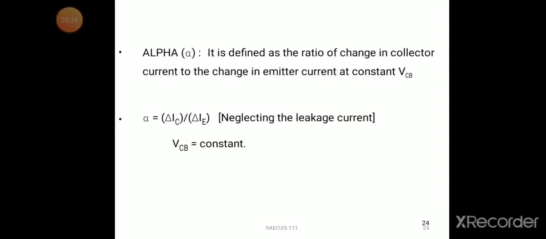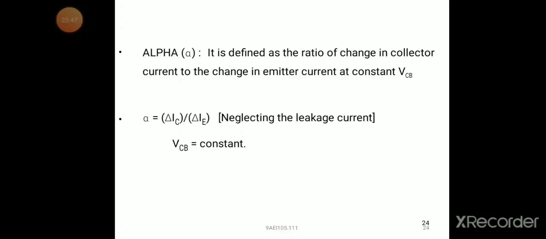Now we try to discuss alpha and beta. So what is alpha? Alpha is the common base. In common base, the base is grounded. The remaining are the emitter current and the collector current. Try to understand it like this: always picture the configuration in your mind, what is happening there, so that we can easily write the equation.